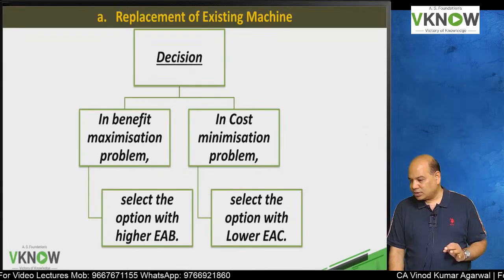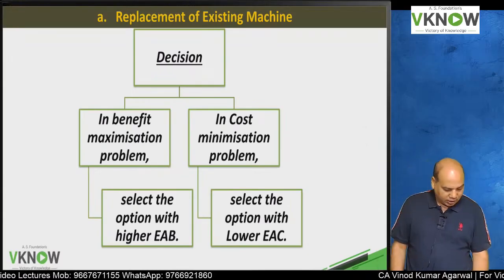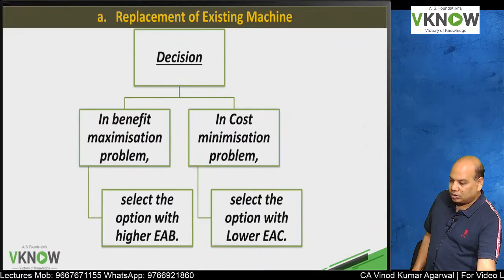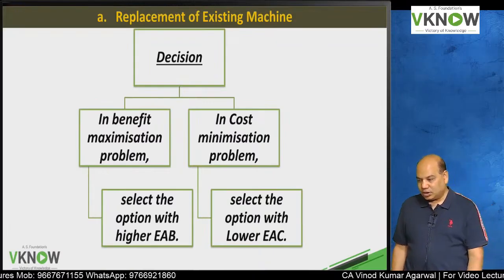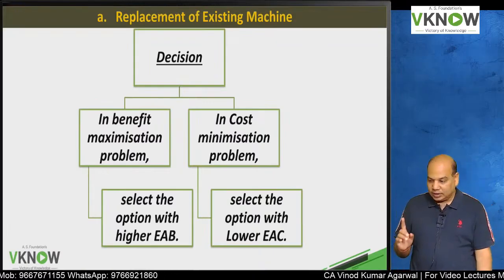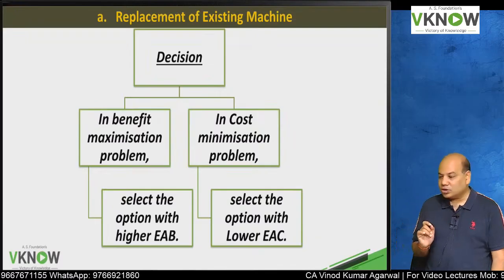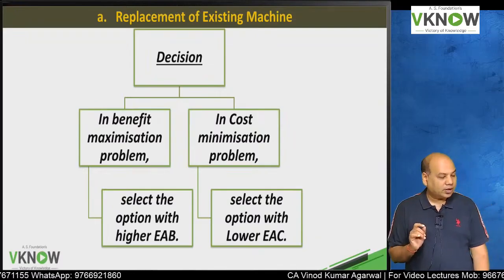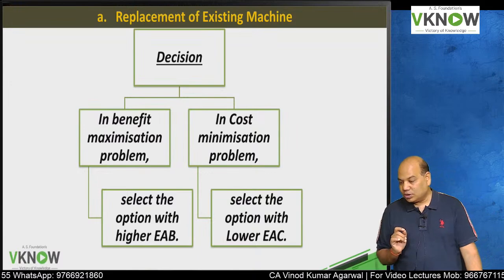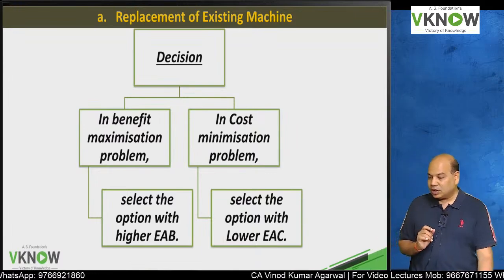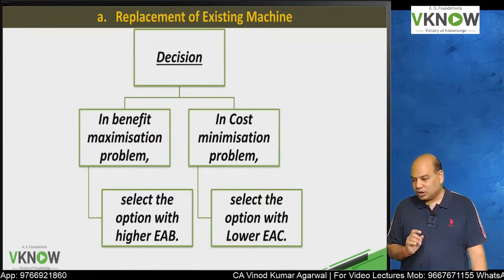So I have made a small summary for you. It is printed in the book also. Decision will be taken under the EAC method. In a benefit maximization problem, select the option with higher EAB. In a cost minimization problem, select the option with lower EAC.